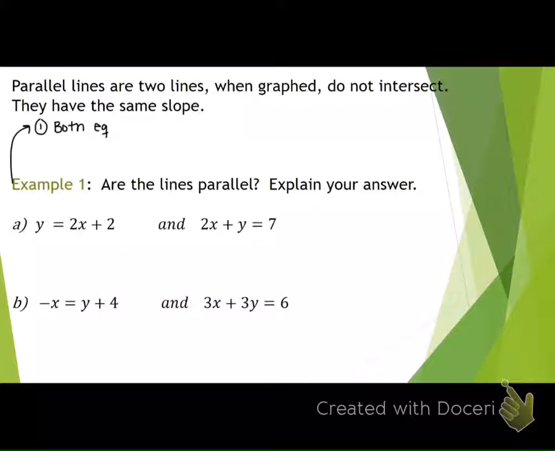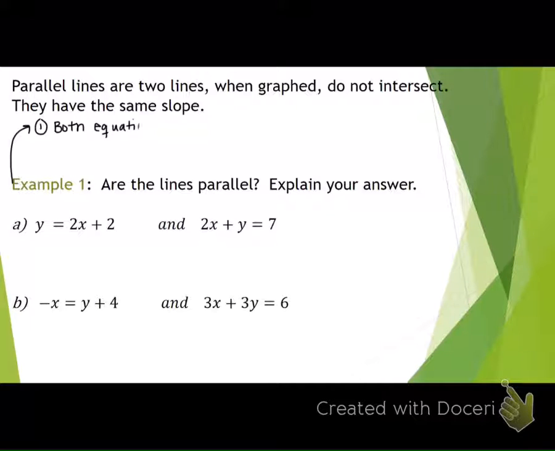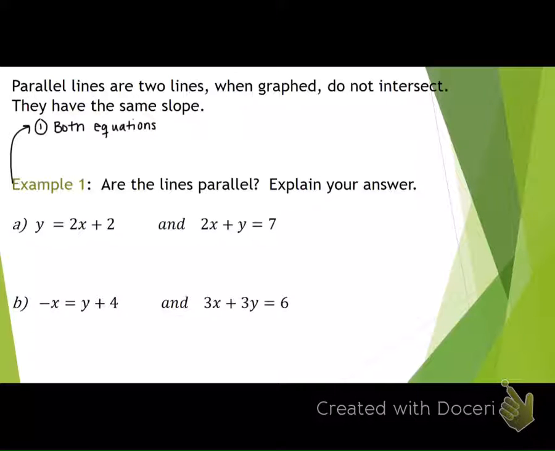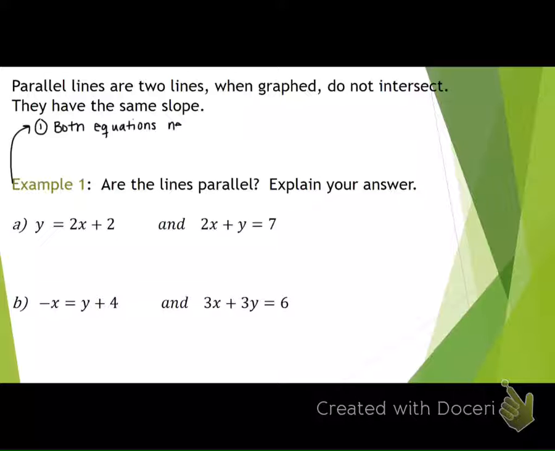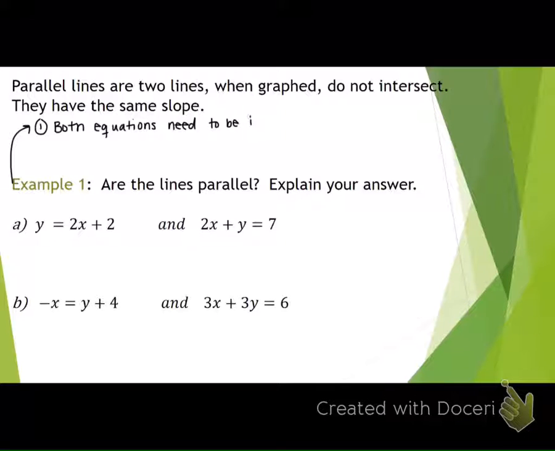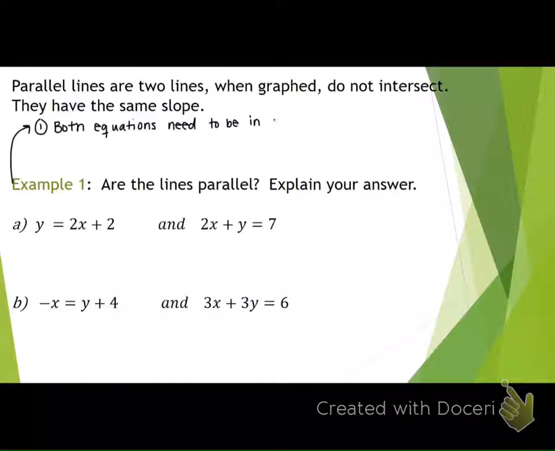Both equations need to be in slope-intercept form because you need to be able to know the slope. Point-slope form and slope-intercept form both have the word slope in their name, and they both let you see the slope. But standard form does not let you see the slope. So that's why I say get them into slope-intercept form. If it's in point-slope form and you recognize the slope, you don't need to change it.